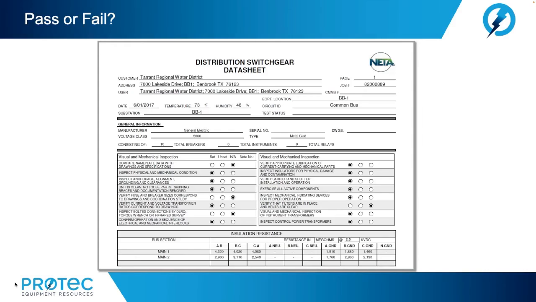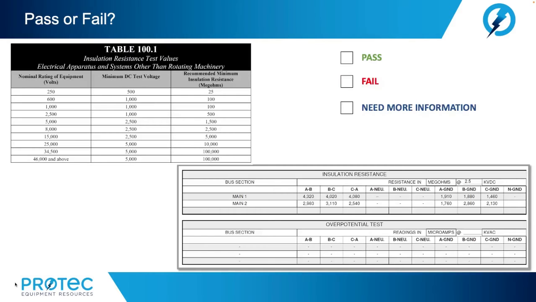So, notice that we are using this distribution switchgear data sheet as opposed to the one earlier. Now, based on the readings shown, did the busway pass or fail the insulation resistance test? Okay. So, are we pass or are we fail? Well, once again, what we learned is we need more information. We have not addressed length yet.